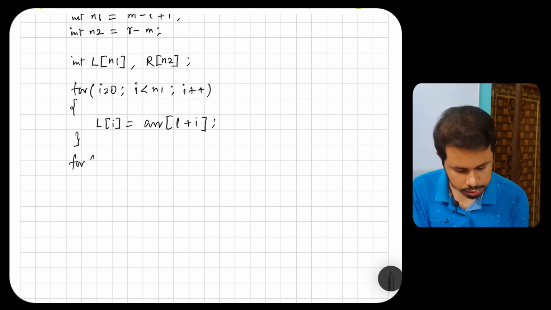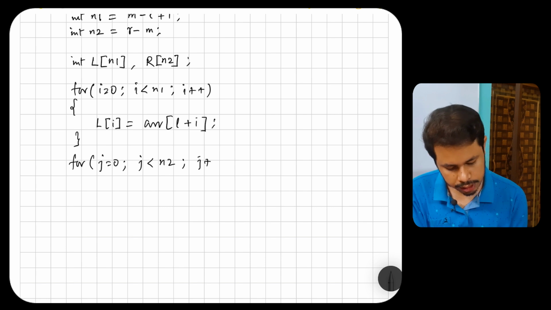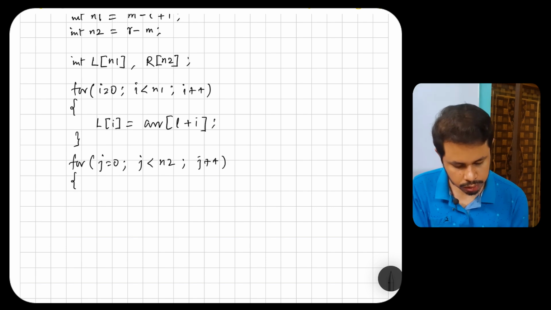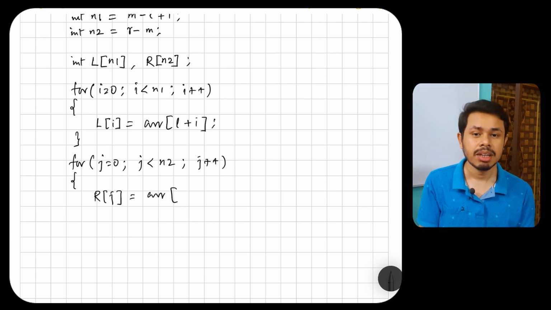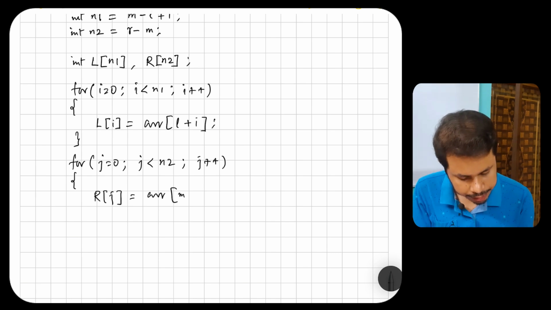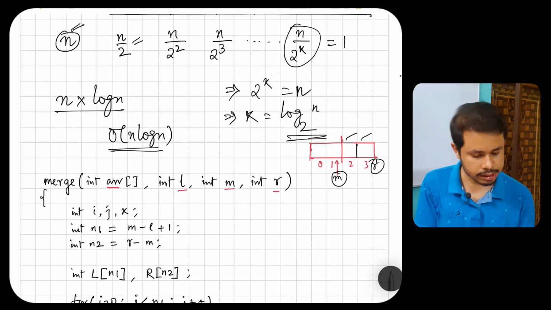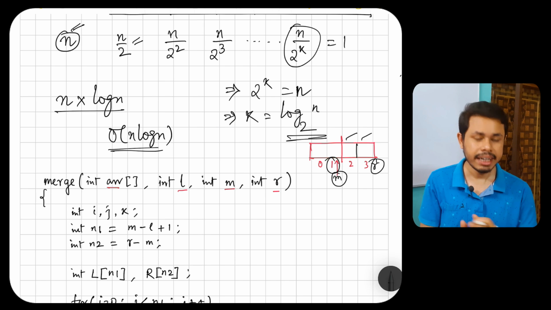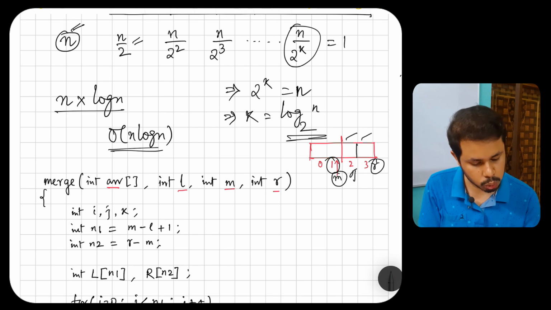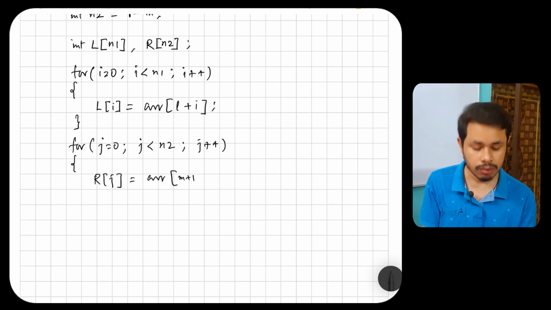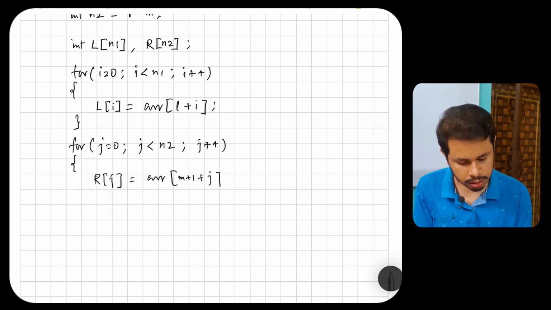We also run a second for loop to copy the other elements. Let's say j equal to 0, j less than n2, j plus plus. What we do is R of j would be equal to the element from the right subarray, whose index will start from the m plus 1 element, right? As you can see, m here is 1, and the index of the right subarray starts from 2, so it would be m plus 1. So that's why it is array of m plus 1 plus j for the index.